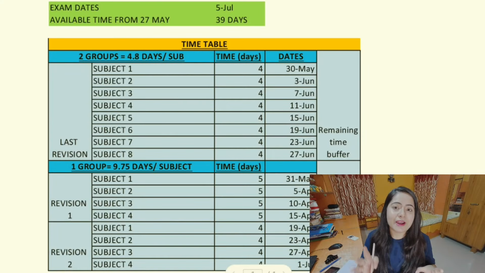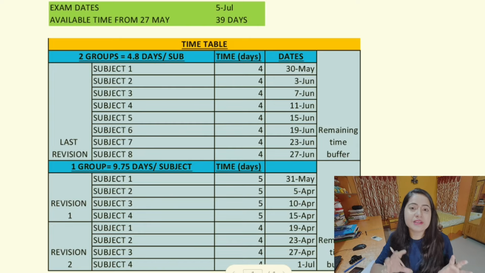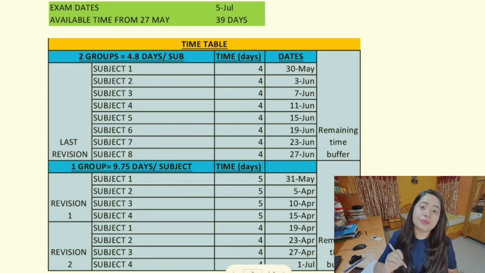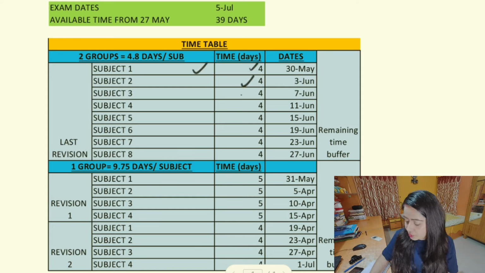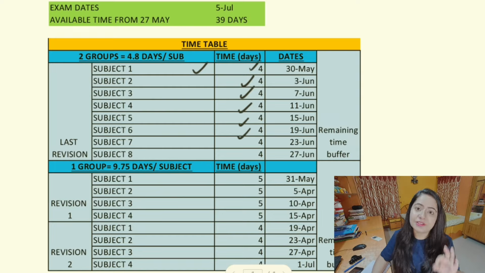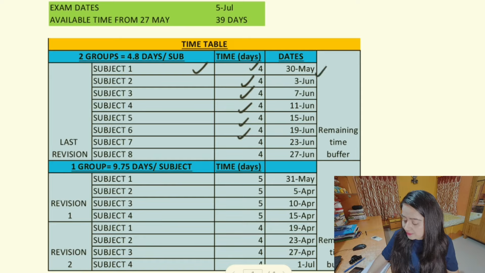So let's first talk about those students who are giving both the groups. If we divide 39 days by 8 subjects, you will approximately have 4.8 days for each subject. So in 4.8 days, you have to try and complete the entire subject, every single chapter of that subject. To have a little conservative approach, we are keeping some buffer time and I've prepared the timetable with only 4 days. So here you can see on the screen that for each subject, I have given 4 days for you to complete that subject, starting 27th of May. Accordingly, you have to try and complete the first subject by 30th of May, and the remaining subjects by 3rd June, 7th June, 11th June, 15th June, 19th June, 23rd June and 27th June.